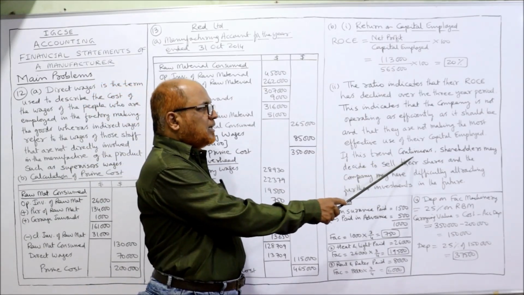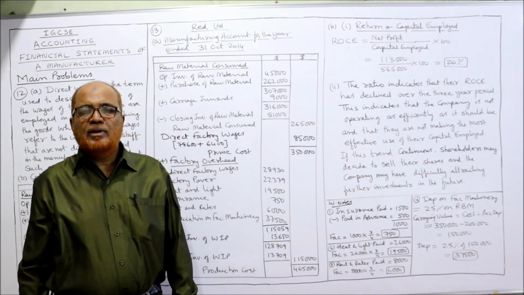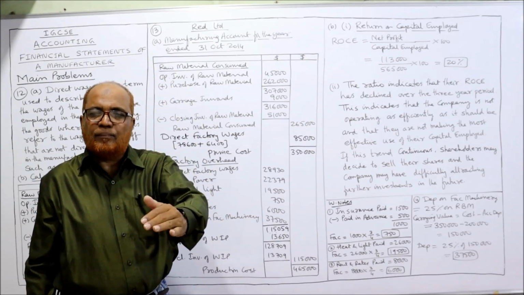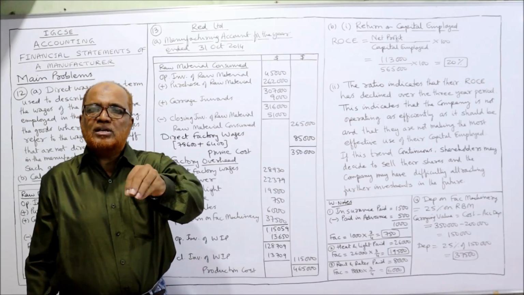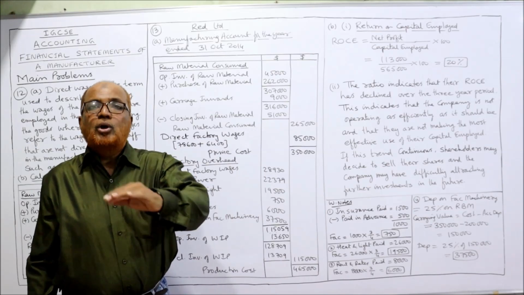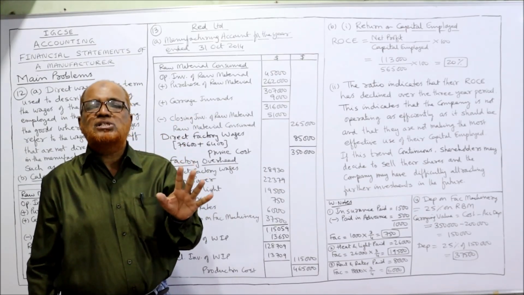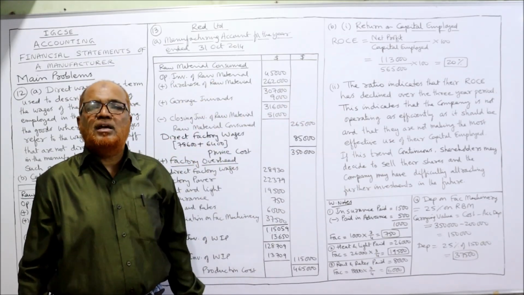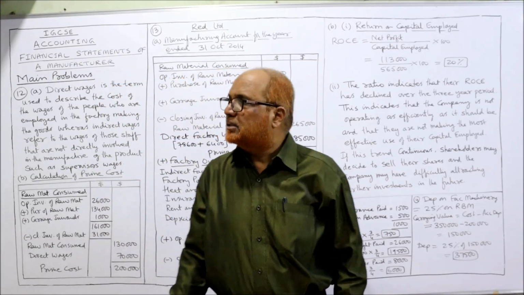If this trend continues, shareholders decide to sell their shares. If the situation continues, if ROCE goes on decreasing, the shareholders will lose the hope on the company. Then the shareholders will sell away the shares. The value of the company will come down. No new investors will come and invest in the company. That will be the consequence if ROCE declines every year. That's all. This is the end of problem number 13.